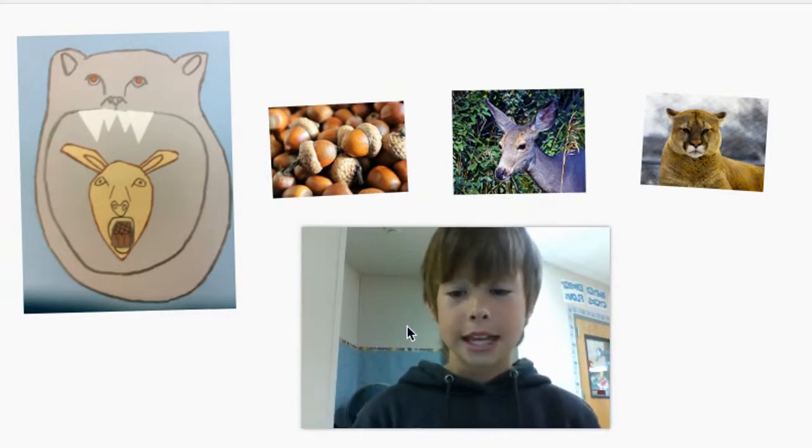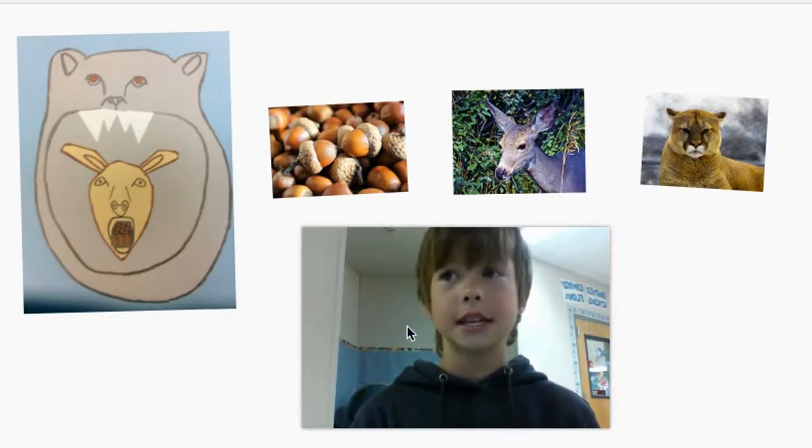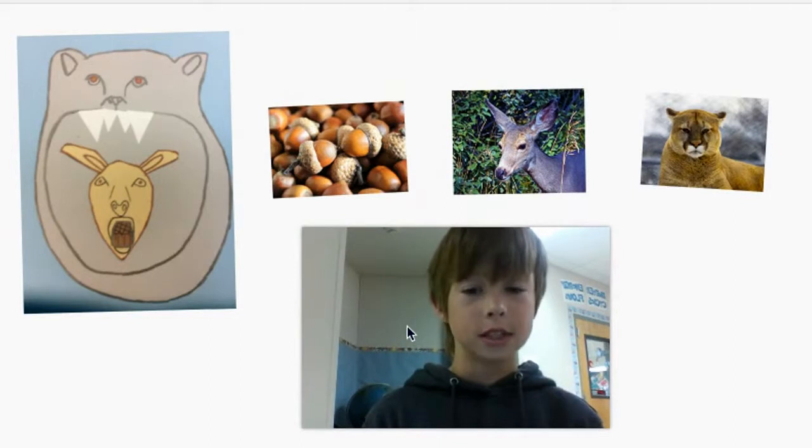The mountain lion is the apex predator. This means that it is at the top of the food chain and nobody eats it.